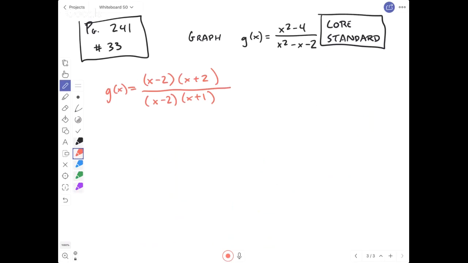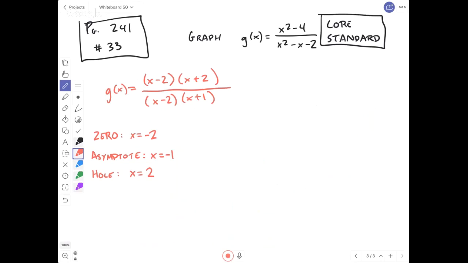I picked this one because I like it because we get all of the different features. We're going to have a hole, we're going to have a 0, and we're going to have an asymptote. How much fun. So there's a 0 that's just in the numerator. So there's a 0 at x equals negative 2. There's an asymptote because there's a 0 in the denominator at x equals negative 1. And there's a hole because you have a factor that's in both the numerator and the denominator at x equals 2.